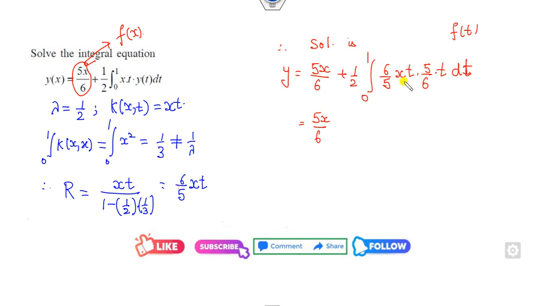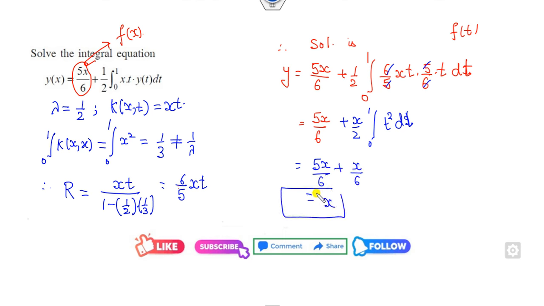5x over 6: the 5 cancels, and the 6x is outside. So x/2 from 0 to 1 of t squared. So what is the integration of this? 1/3. So that is 5x/6 plus x/6. So the right answer of this problem is y equals x.